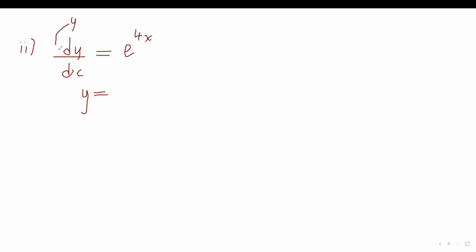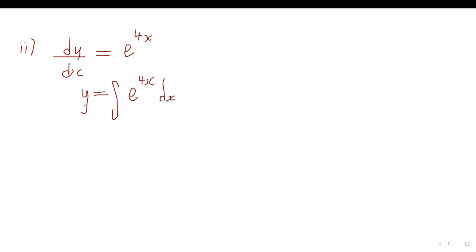If you go, differentiation or integration? This is integration. When they give you dy by dx to find y, you integrate. When you have y and want dy by dx, you differentiate. All right? Okay. So y is going to be equal to the integral of e to the 4x. That's all it will be for y.